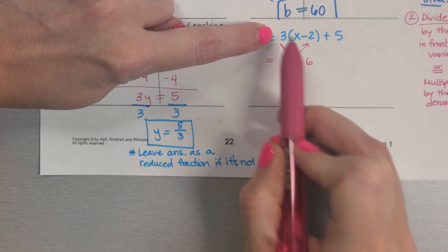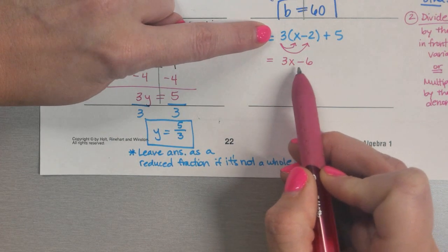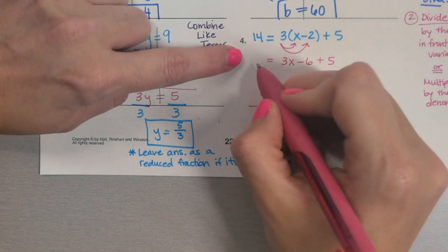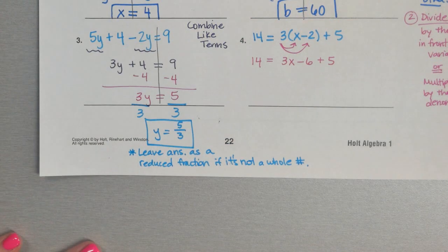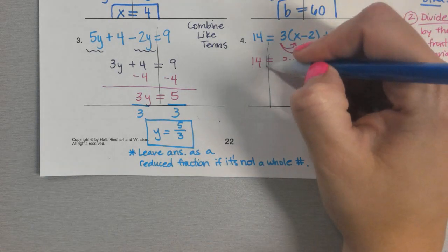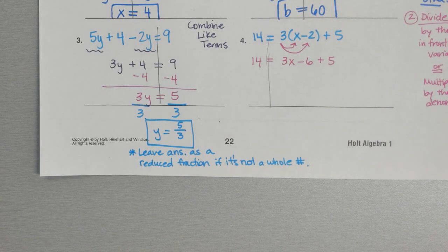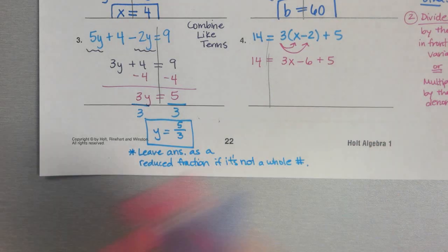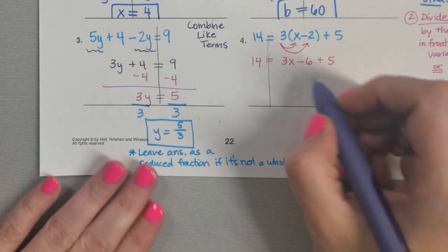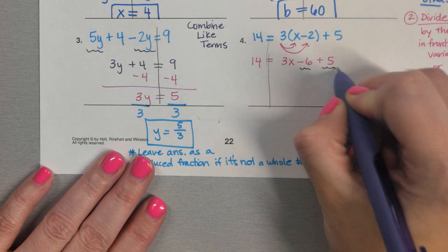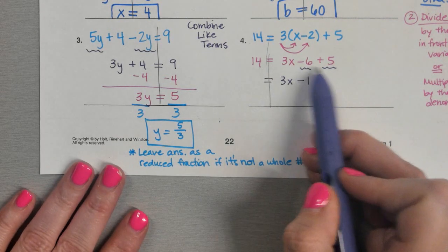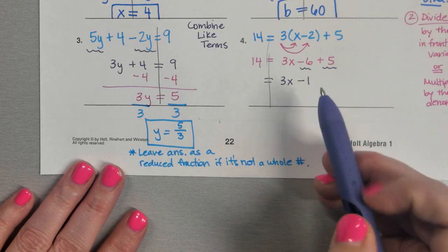3 times x is 3x. 3 times negative 2 is negative 6. So just pay attention to your signs. Okay? And then once you do that, sometimes people will add 6 to both sides and minus 5. Don't do that. Okay? It's not that you won't get the same answer. You will. But what's negative 6 plus 5? Negative 1, right? Because this one's negative, this one's positive. You can do that right in your calculator.